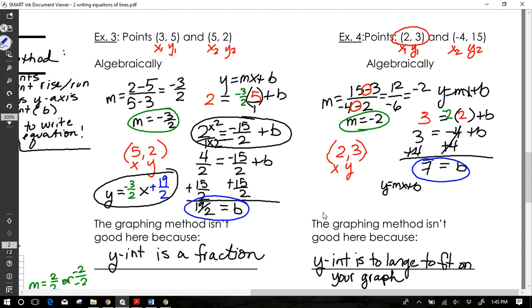So remember, the b goes in right here, so +7. The m goes in right here, it's a -2. And then we keep the y equals and then the x after the slope. And that's the answer for example 4.